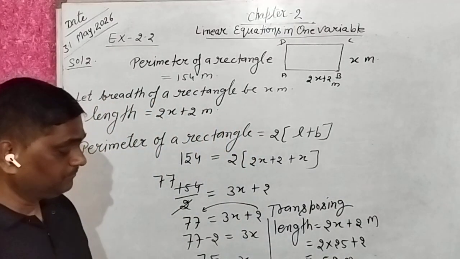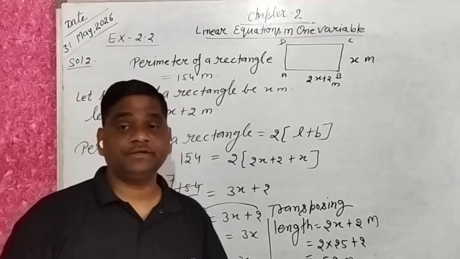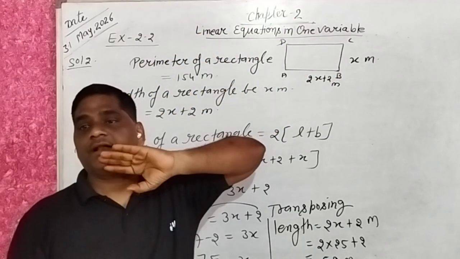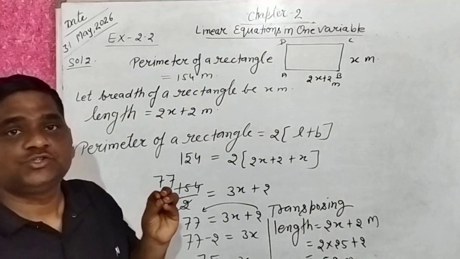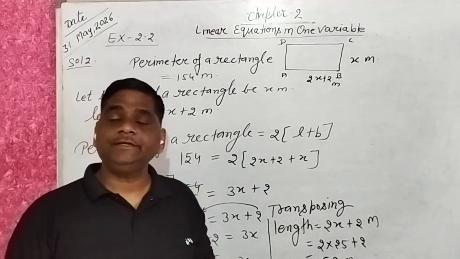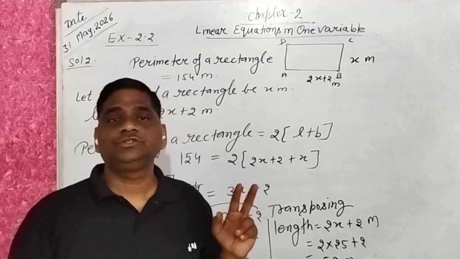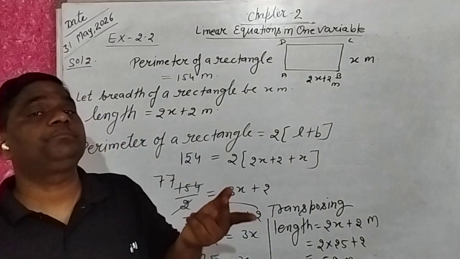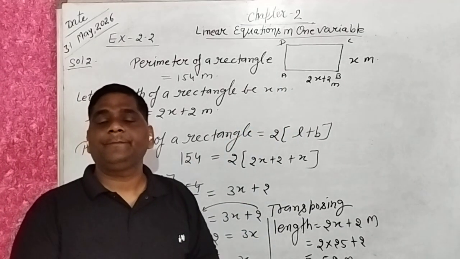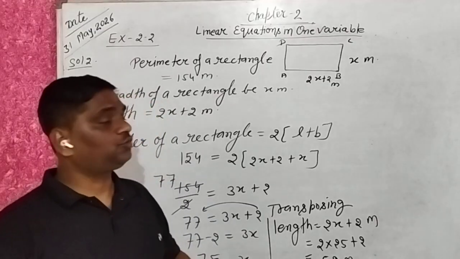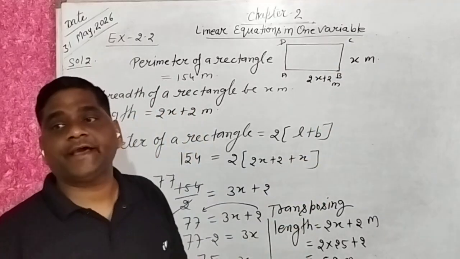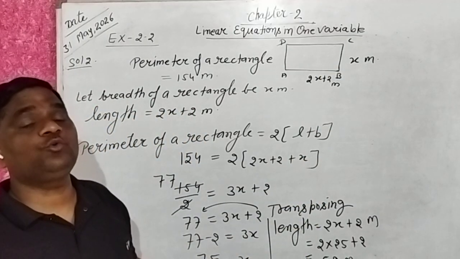You see here what the question asked. The perimeter of a rectangular swimming pool is equal to 154 meters and its length is 2 more than twice its breadth. What are the dimensions of length and breadth? So first of all we take x as the breadth, and twice x, 2x, plus 2.